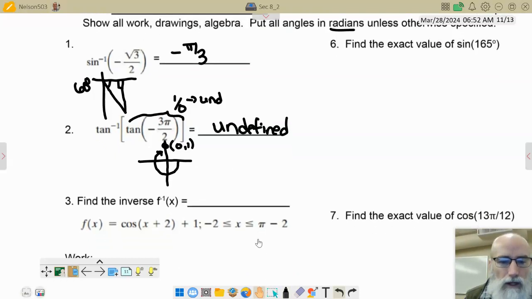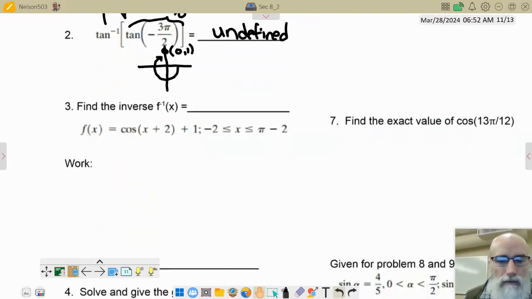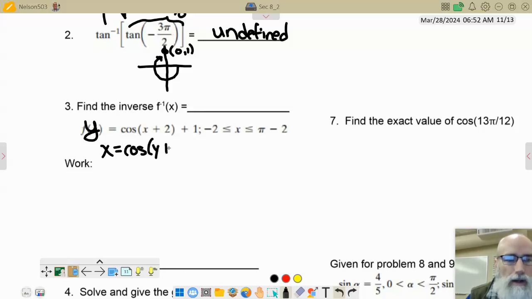So when you are finding an inverse, you switch the x and the y. That's the first step, right? So this is our y. Here's our x, obviously. So if we switch those two, we get x is equal to cosine y plus 2. Then there's a plus 1 on the end.